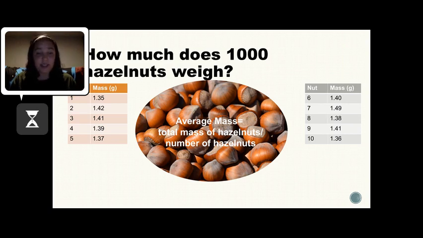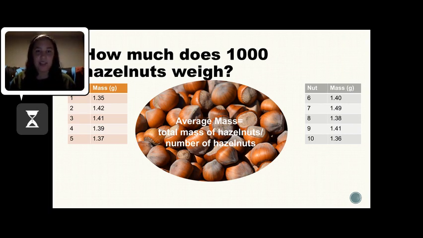So I had a couple hazelnuts in my kitchen. I weighed them out and got the masses that you can see here. Now, if we want to know how much an average hazelnut weighs, we're just going to find the average of these masses. So can someone quickly add up the total mass? All right, 13.98, good. Okay, so we're going to divide that by 10. We get 1.398, which we can round to 1.40. And we can say that's the mass of an average hazelnut.